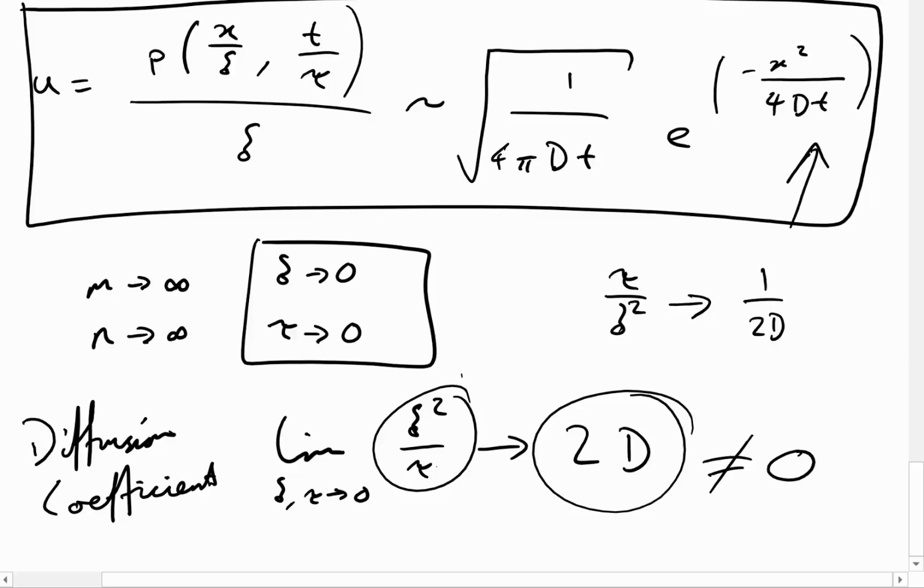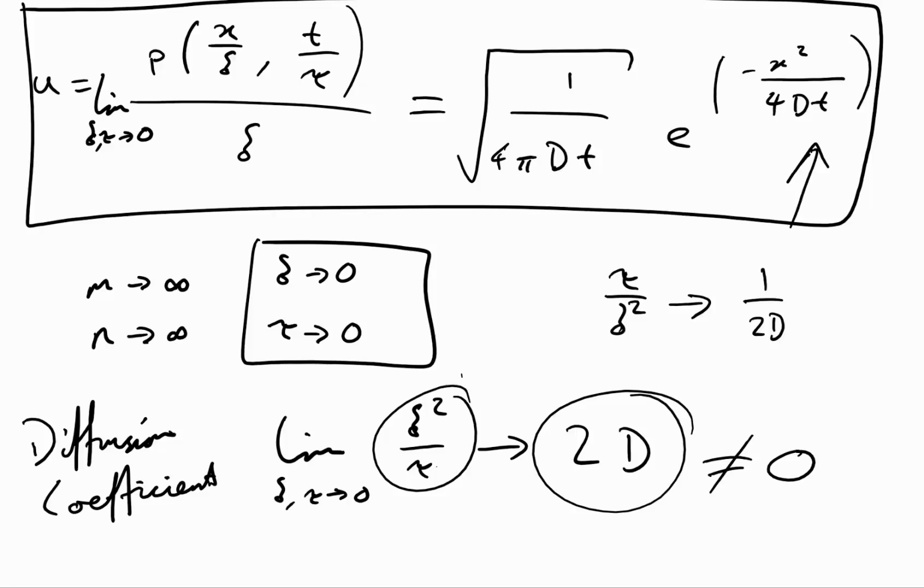And this is as we take the limit. So we take the limit as delta and tau go to 0. This no longer is an approximation. It's now an equals, and it goes towards this thing called the diffusion coefficient. We will look at that in a little bit more detail later. It's a very important thing.